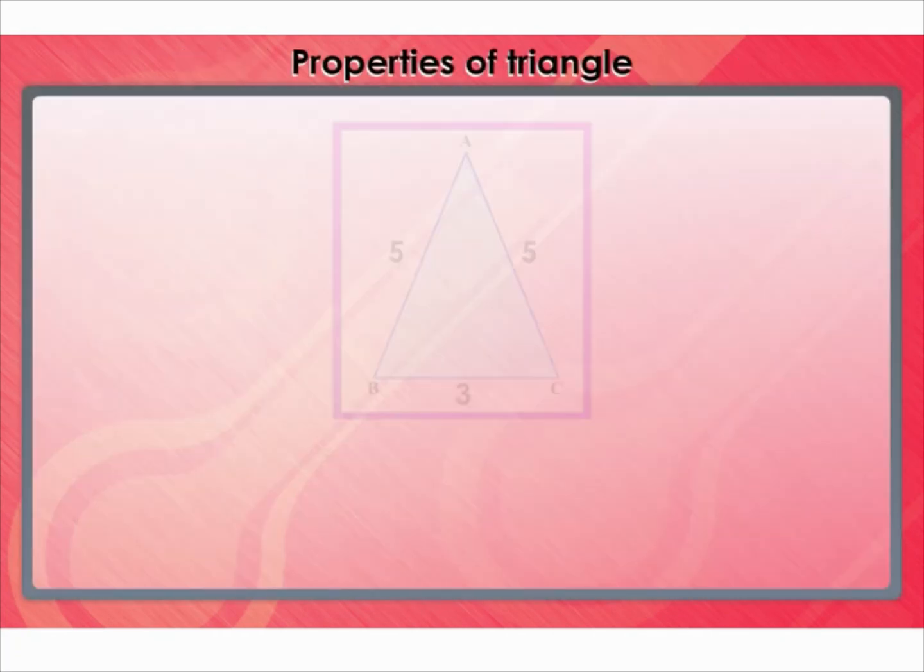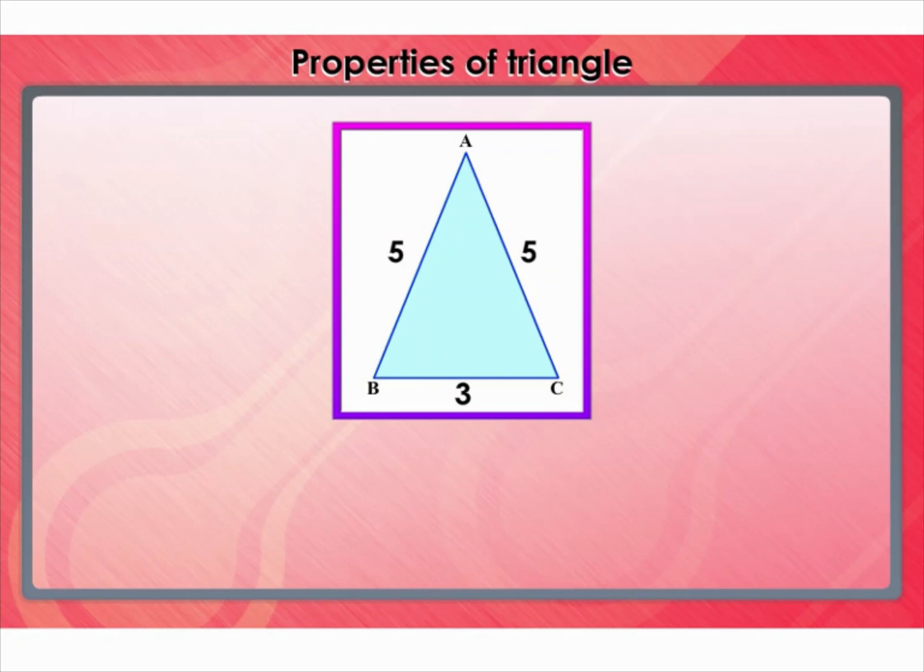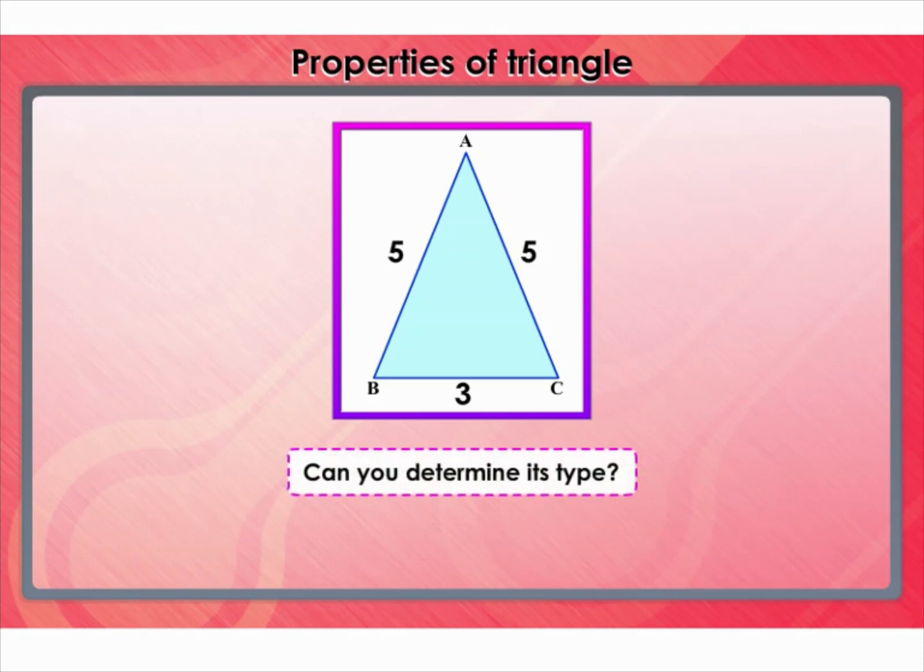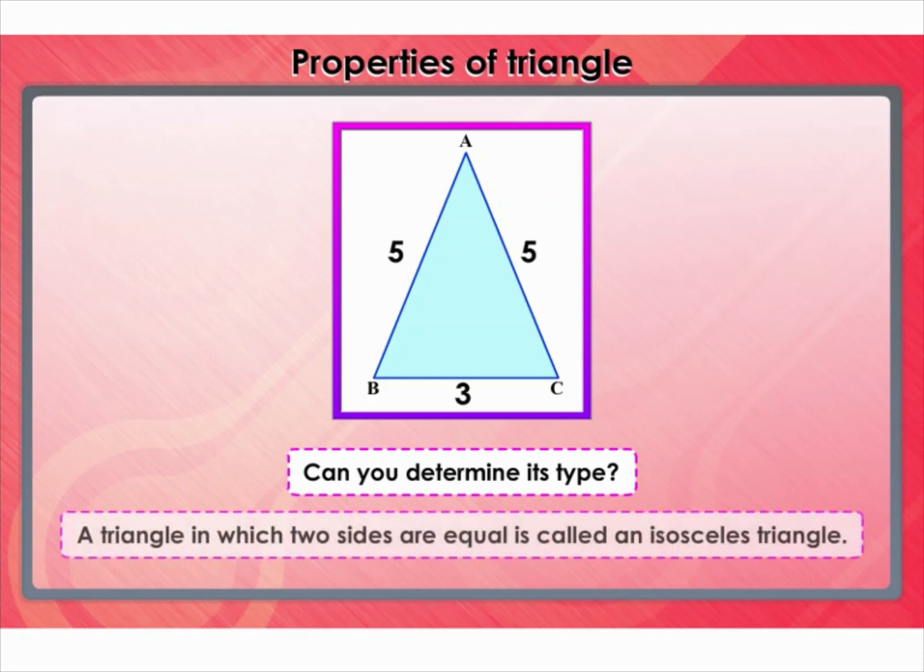Properties of triangles. Consider a triangle in which two sides are equal, say each equal to 5 centimeters, and the third side is equal to 3 centimeters. Can you determine its type? We can see that two of its sides are equal. A triangle in which two sides are equal is called an isosceles triangle. The third side becomes the base of an isosceles triangle.